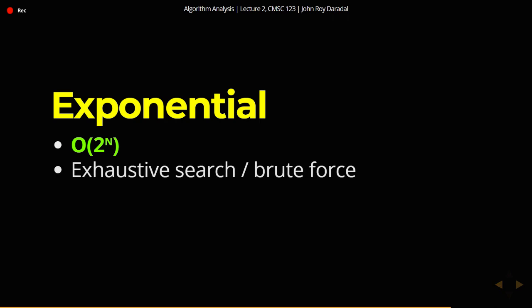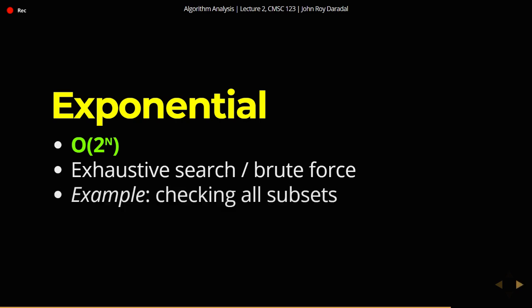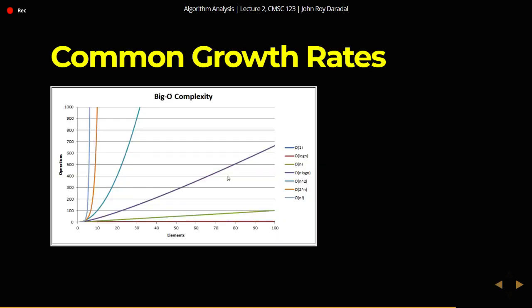So you usually see this when you have an exhaustive search or brute force search, like checking all possible subsets. Okay, so yeah, those are the 7 common growth rates. And we'll see them in the graph here. So the constant running time is just flat, and even the log of n is also almost flat. Then you have O of n here, which is the green one.